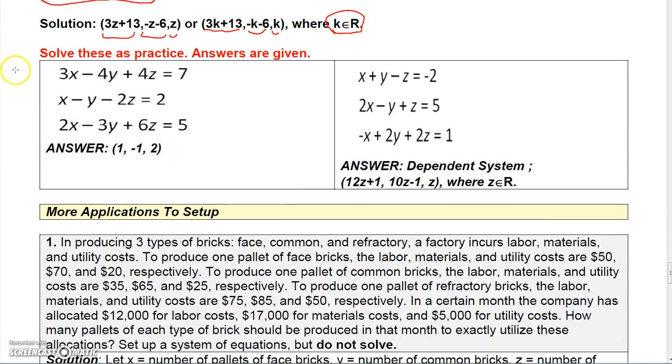Here's a couple of practice problems you can solve. It seems like at one time I had these two backwards, so when you solve them, just check and see if maybe the answers are backwards.